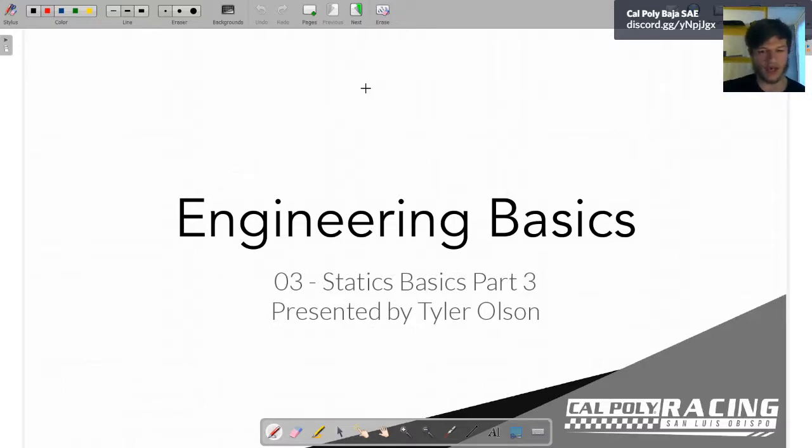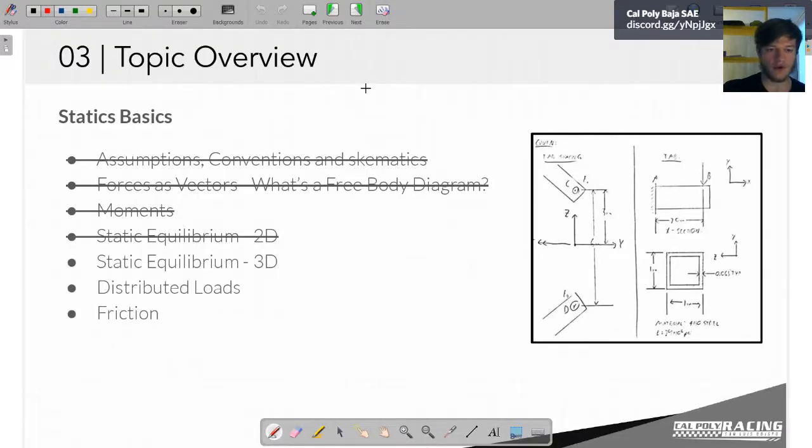There is more covered in the statics class, and some of it we'll touch on later. But today we're going to hopefully finish with statics, which means next week we'll actually start looking into some 204, 207 stuff. All right, so today we're going to be talking about 3D static equilibrium, distributed loads, and friction.